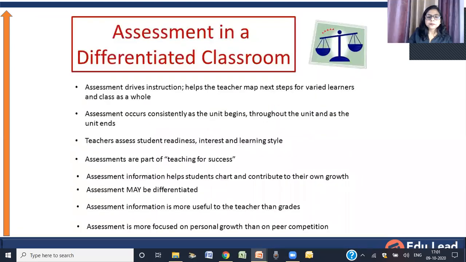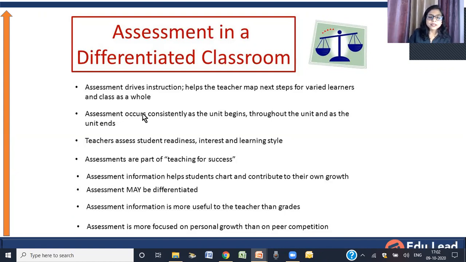So it's important for us to look into assessment in a differentiated classroom. How does that look? Assessment drives instruction and helps the teacher map next steps for varied learners and the class as a whole. Very, very important, and something which I've said earlier: when you do your assessment, that will give you the data for doing your differentiation in your next class. When you do differentiation in the next class, the children move forward. Again, you do assessment and you collect data for further differentiation. So please understand that this is a cycle and this cycle will go on.